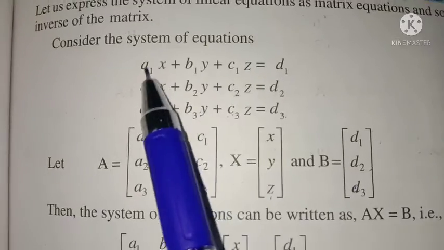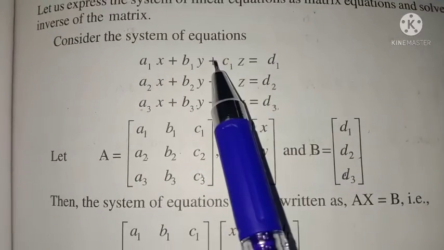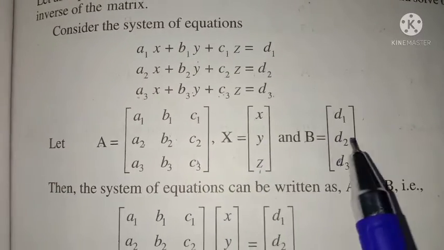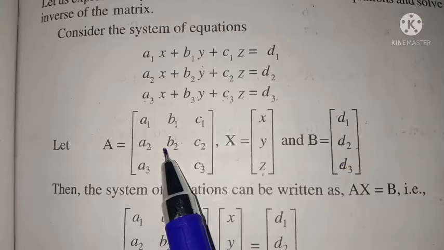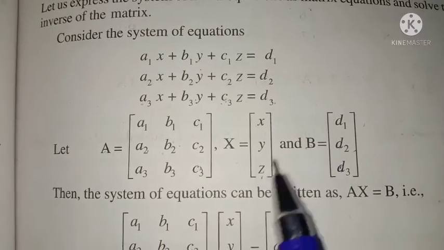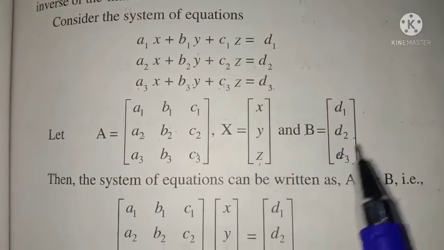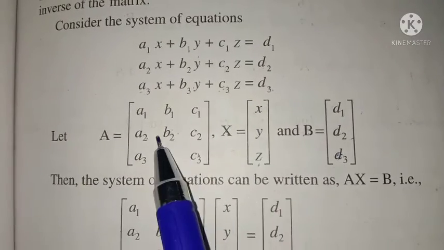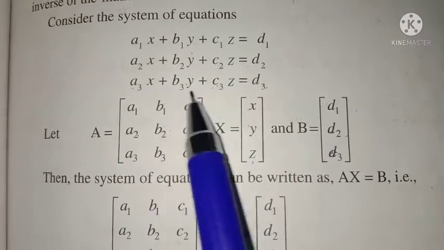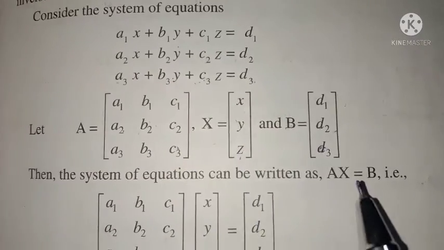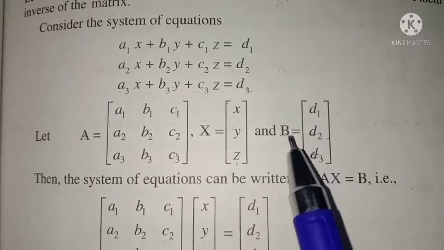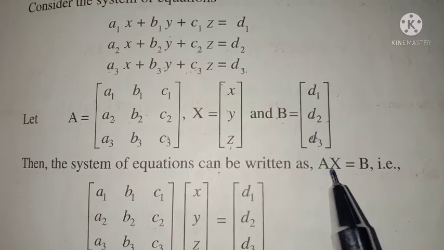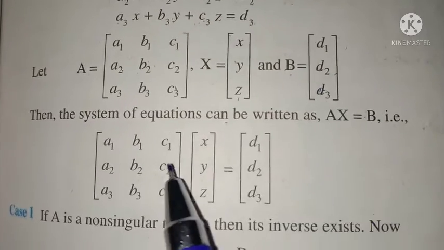So suppose we have a system of equations. The first step is to convert the system of equations into these matrices: coefficient matrix, variable matrix, then constant matrix. If we multiply these two matrices A and X, we get this left side expression. This is equal to B. So the given system of equations can be expressed as AX equal to B.